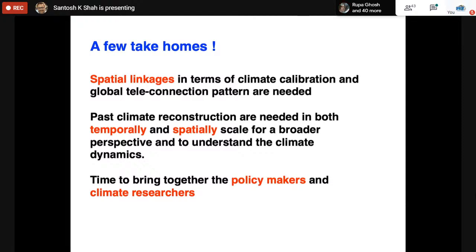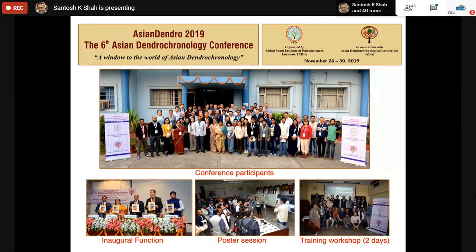And last year, because in tree rings we usually organize conferences, we at Birbal Sahni Institute of Paleosciences, with our dendrochronology department and with the help of our director, organized one conference, the sixth Asian Dendrochronology Conference. It is held every 2 years in different Asian countries. So last year it was organized here at BSIP, and participants from more than 12 countries came to attend this conference.